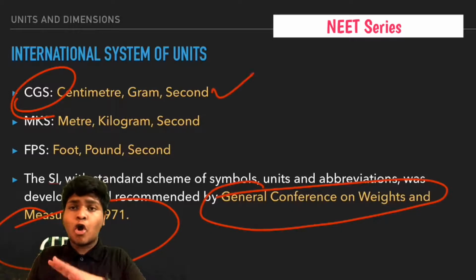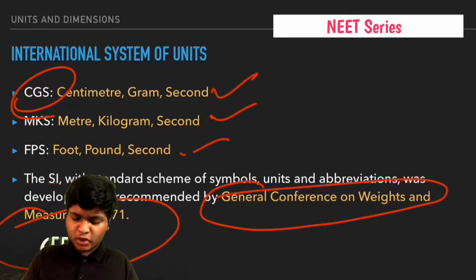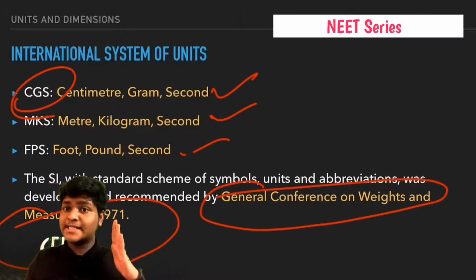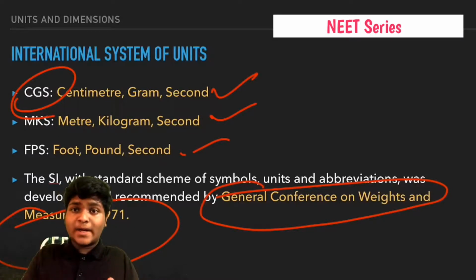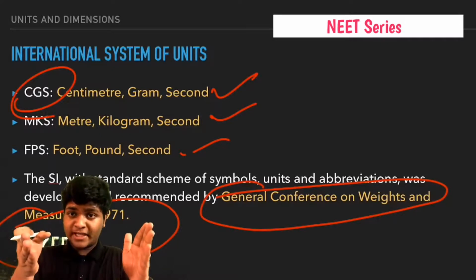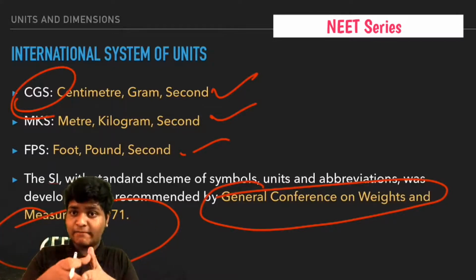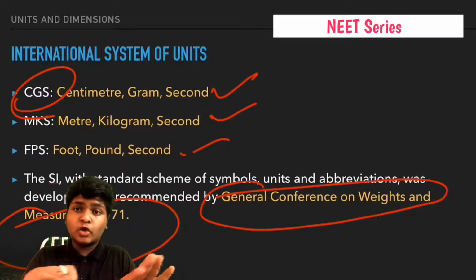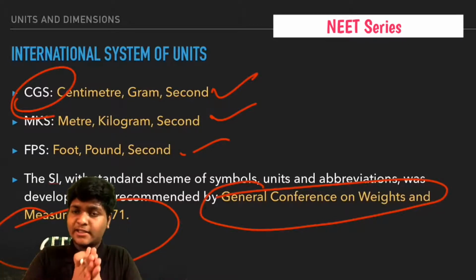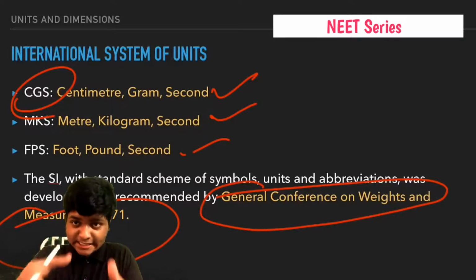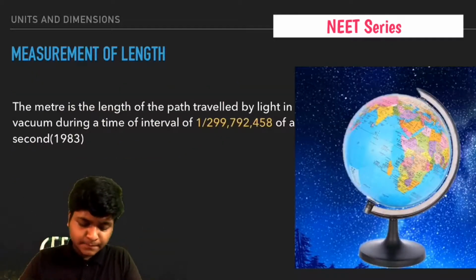So it's followed all over the world. Many of the countries don't follow CGS, MKS, and FPS right now, but they follow SI units. It's very important. And nowadays many of the formulas are based on the SI units itself, and they're going to give you those values in the form of CGS or SI. They don't go with MKS and FPS. They only go with CGS and SI units.